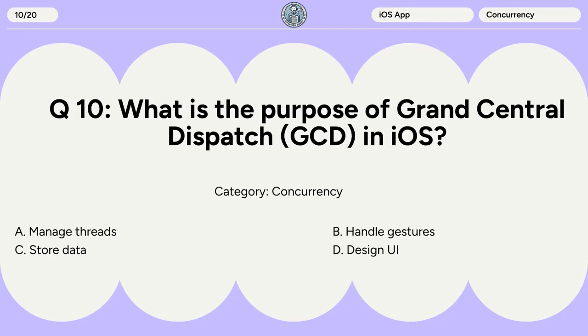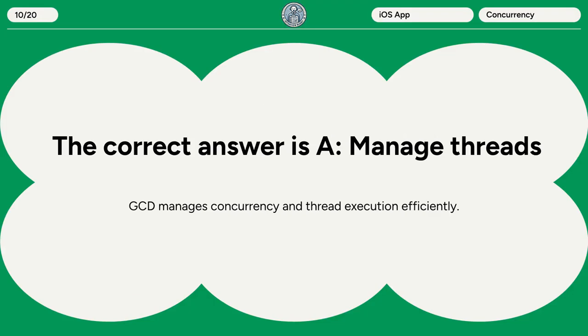Question 10. What is the purpose of Grand Central Dispatch in iOS? A. Manage threads. B. Handle gestures. C. Store data. D. Design UI. The correct answer is A. Manage threads. GCD manages concurrency and thread execution efficiently.